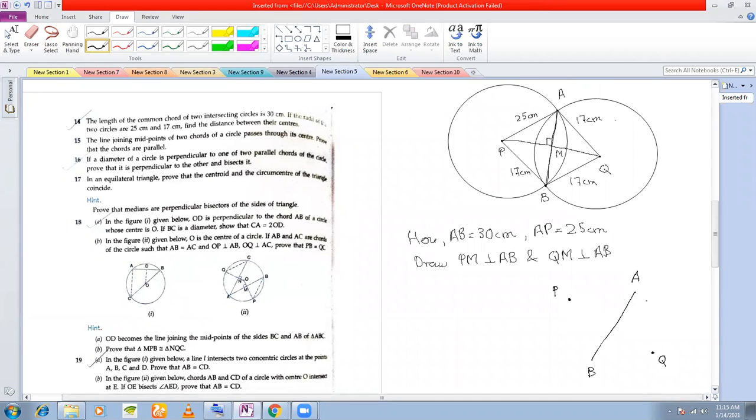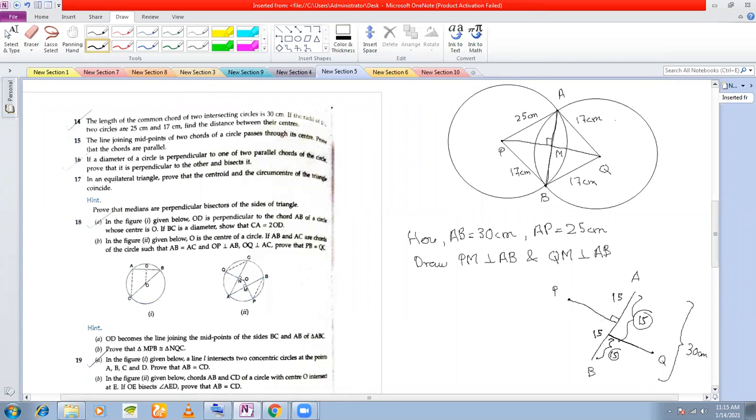If this entire length is given to you as 30 centimeters, right? If I draw a perpendicular from here on AB, this length will be 15 because it is 30 centimeters. This length AB is 30 centimeters, so therefore this will be 15 and this will also be 15. From Q, if I draw a perpendicular, this length will be 15 and this length will also be 15. So therefore PQ have to be on the same straight line.